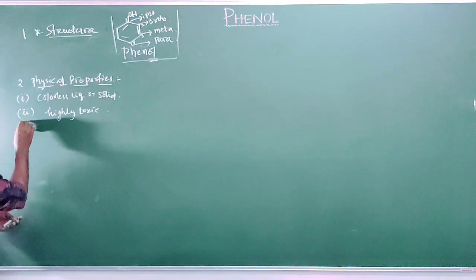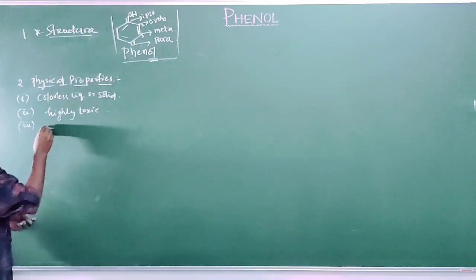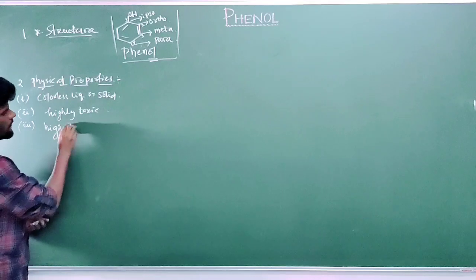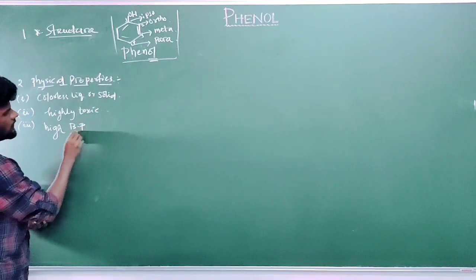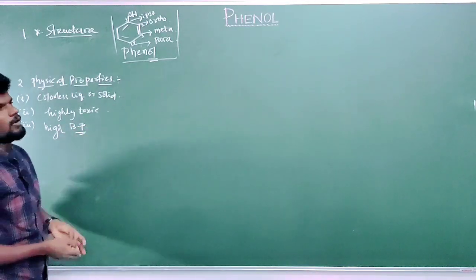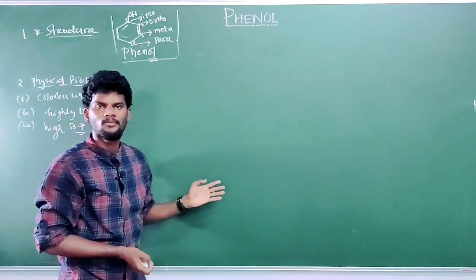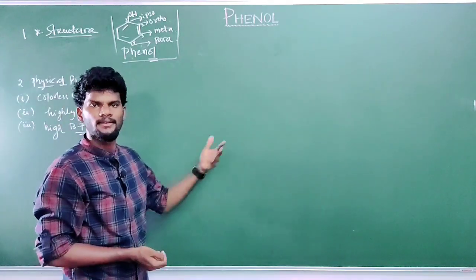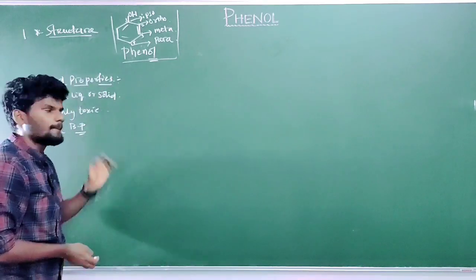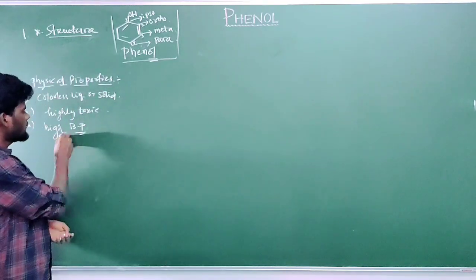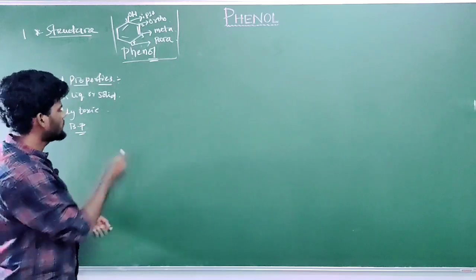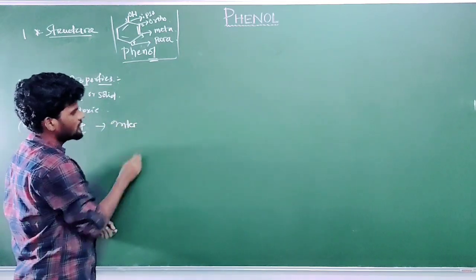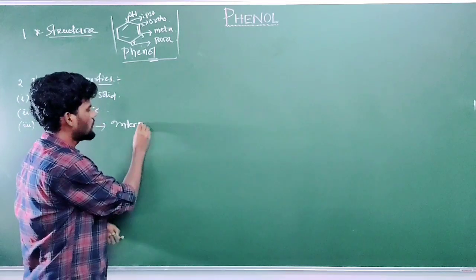Third point is that it has a high boiling point, BP. Why does it have a high boiling point? Boiling point means the temperature or heat required to boil a liquid. The reason for the high boiling point is intermolecular hydrogen bonding.